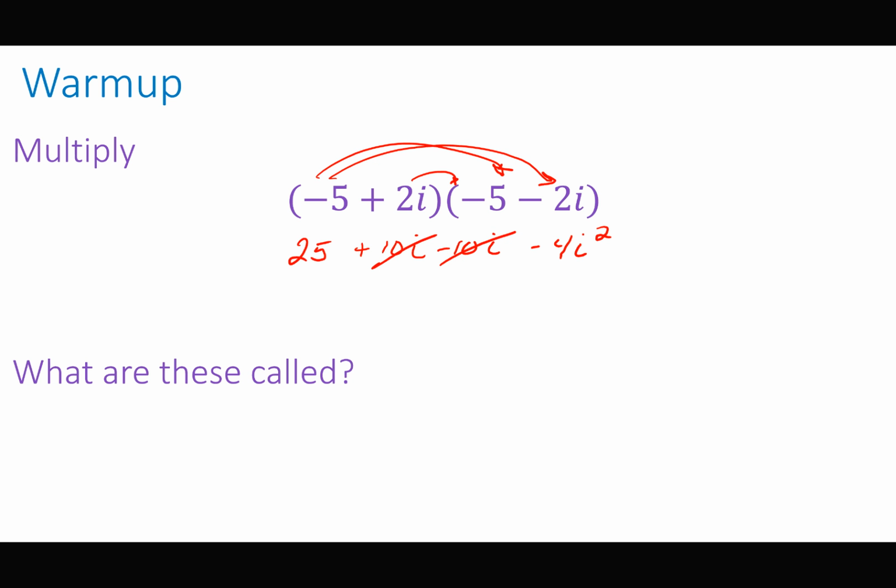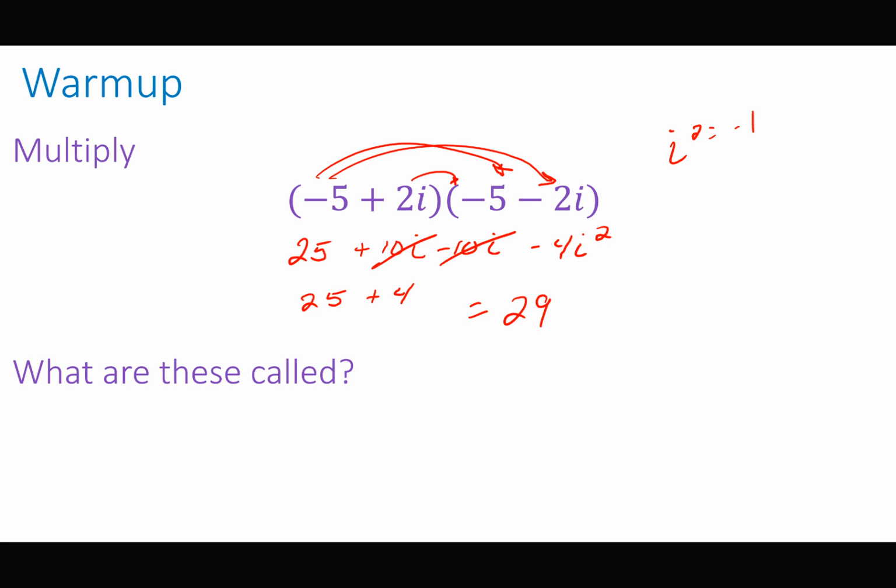Those are opposites, so I don't have to worry about that. Those go to 0. What's negative 4 times i squared? It'll be a positive 4, because remember, i squared is negative 1. And so this would now be 25 plus 4. So all of this comes out to be 29. So when we multiply these two complex numbers, there's no more imaginary part to them.